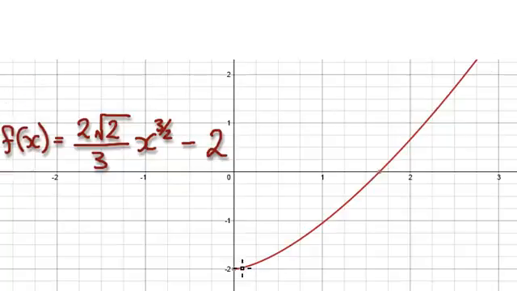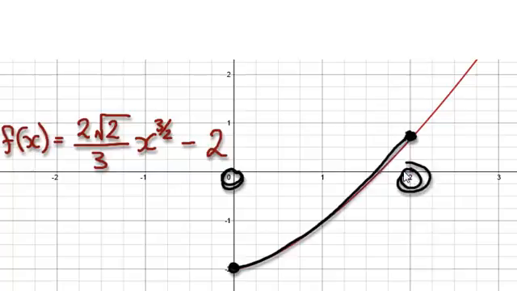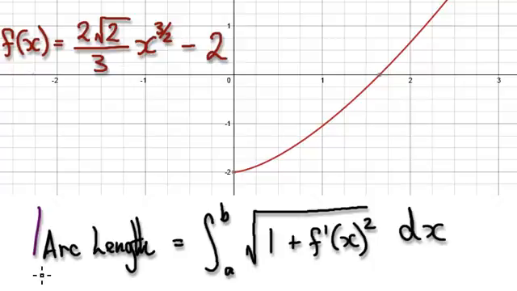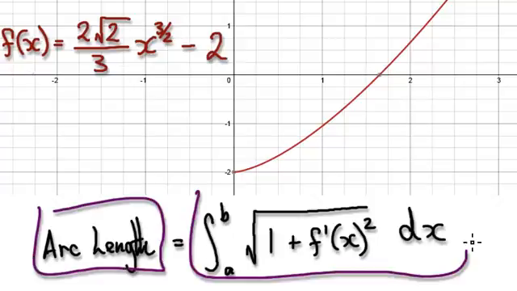Okay. So if we now want to find the arc length from 0 to 2, so that's from here to here, so we want to work out the arc length here from 0 to 2. Okay, so looking at the formula, the arc length is equal to this thing here.